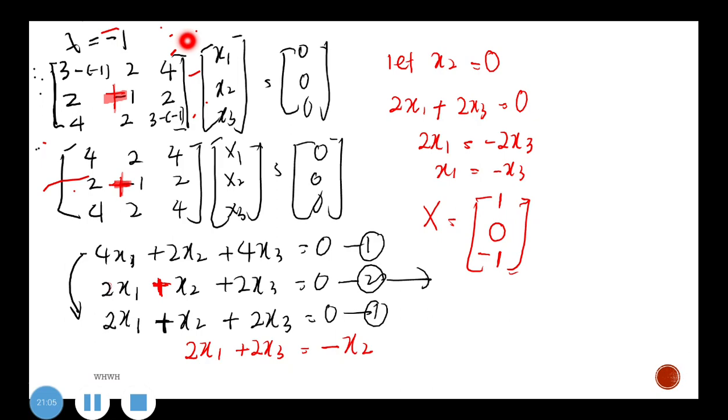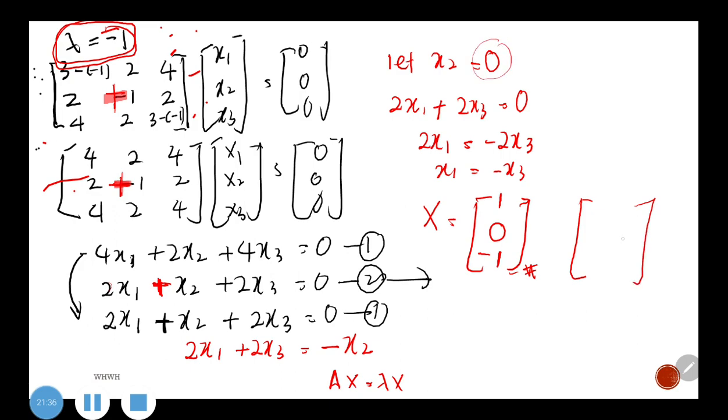Nak proof boleh ke tak, then you can try lah. How to check whether this eigenvector is correct or not? Saya tahu memang dah betul lah ni. So saya tak nak buat proof lah. You can prove Ax equals to lambda x. Okay, I leave it to you to prove. Okay, remember lambda equals to negative 1 ni 2 kali tadi kan. So we need to find twice 2 eigenvector. So the first eigenvector, I choose this one. The second eigenvector, can we let x2 equals to 0 juga?